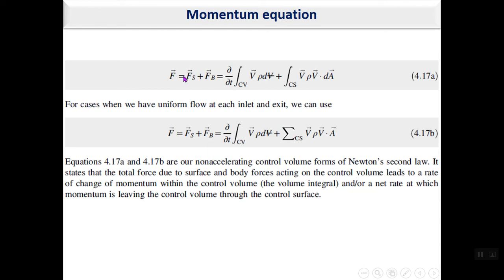So this is the Reynolds transport theorem, which is converted to the momentum equation in integral form. For cases when we have uniform flow at each inlet and exit, you can have a summation, sigma, instead of the integral, because when V at a specific area is constant, it can come out of the integral, and the integral of dA will be A.